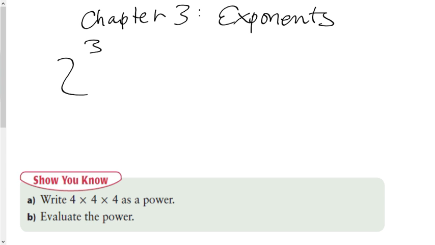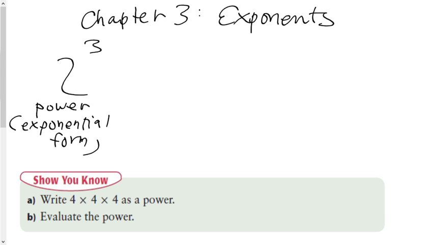what this is. So if I say this here, 2 with an exponent of 3, I'm going to say this is called a power. Or we can also call it exponential form. So by definition, 2 with that little small 3 in the corner is called a power, and it's also known as exponential form. And the parts are pretty simple. There's 2 parts. There's an exponent, and there is a base.